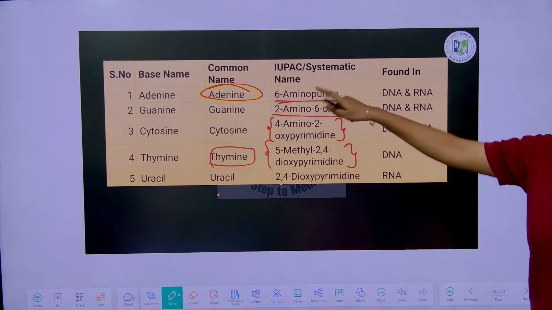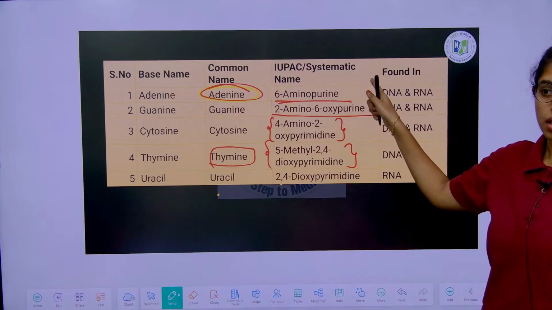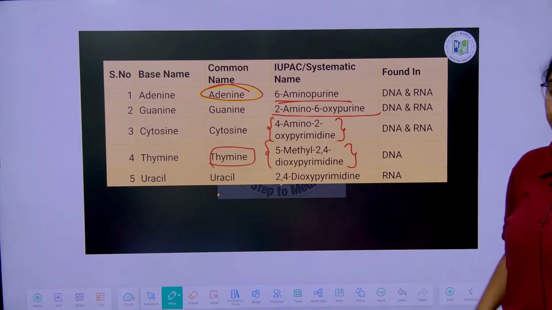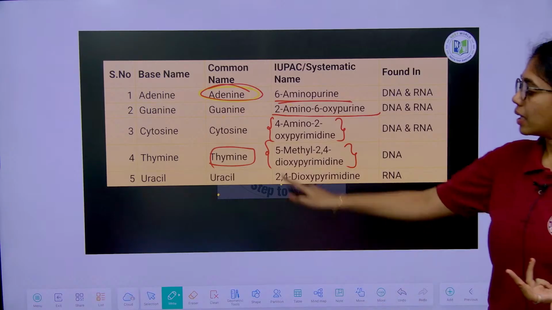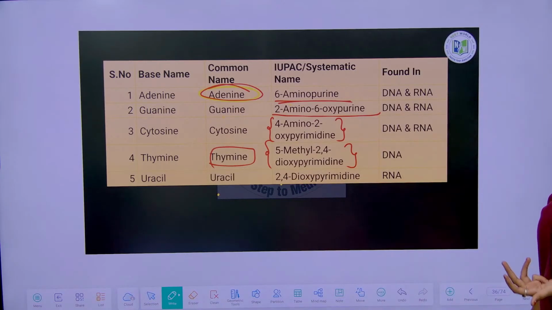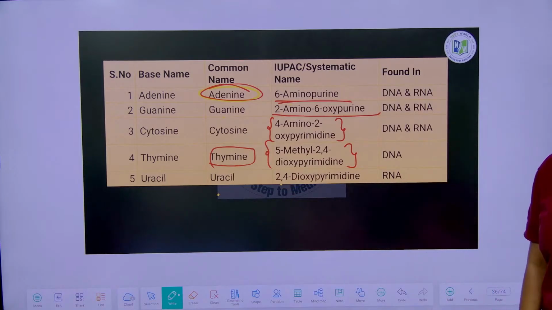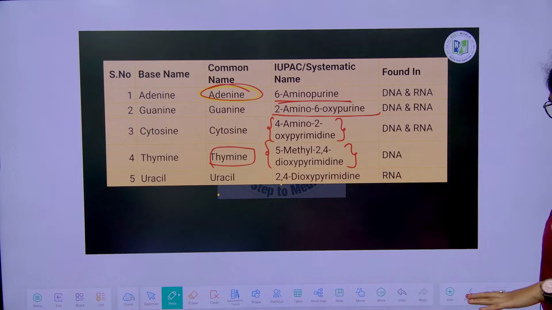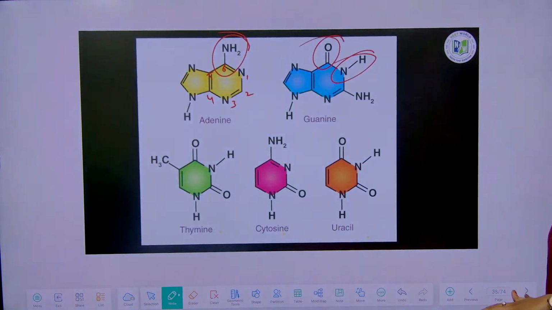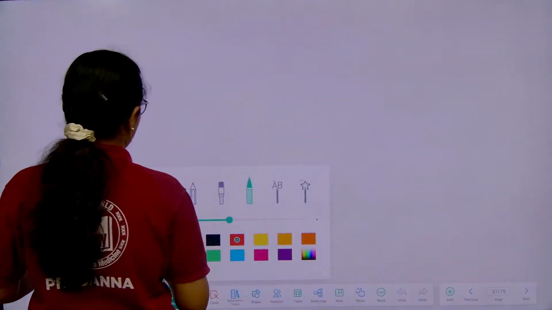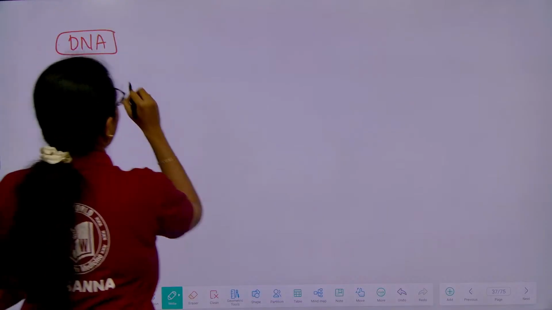Once again, repeat: adenine is also known as 6-aminopurine, guanine 2-amino 6-oxypurine, cytosine 4-amino 2-oxypyrimidine, thymine 5-methyl 2,4-dioxypyrimidine, uracil 2,4-dioxypyrimidine. Clear, no? Now you see only with respect to nucleotides for DNA and RNA.